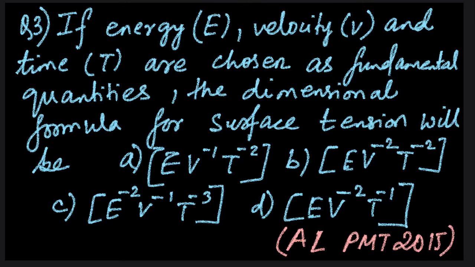So let us proceed to the third question. This came for PMT in 2015, pre-medical test of 2015. The question says the energy, velocity and time are chosen as fundamental quantities, then the dimensional formula for surface tension will be. So we have to find the dimensional formula of surface tension in terms of energy, velocity and time.